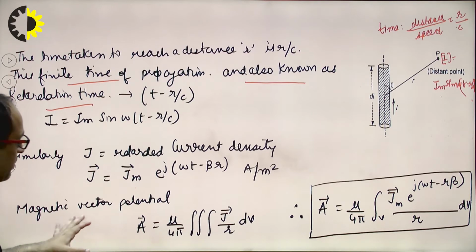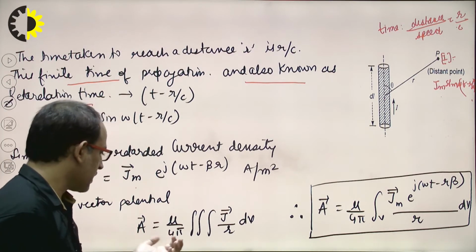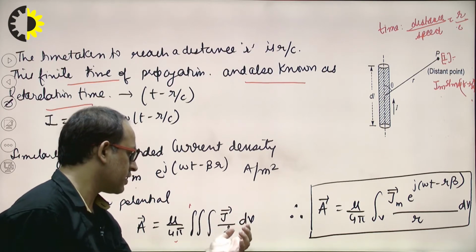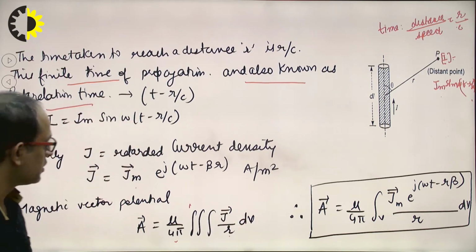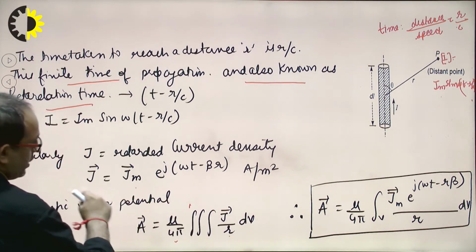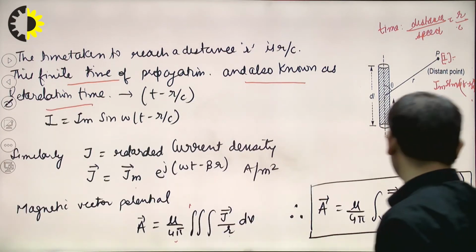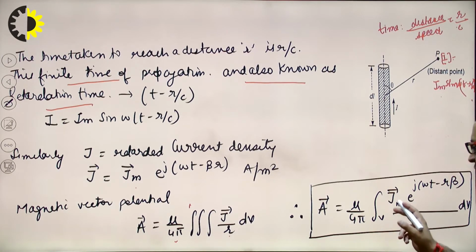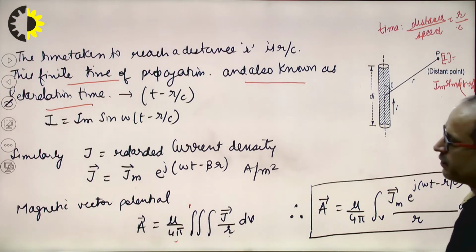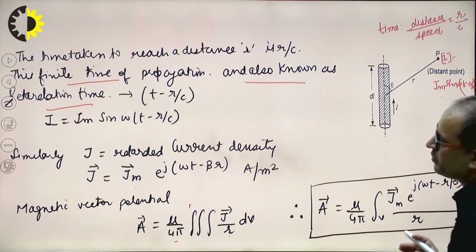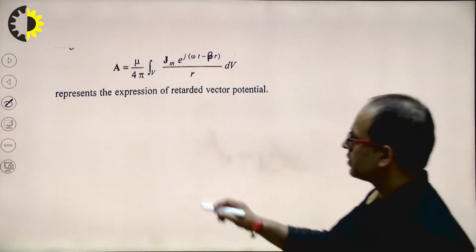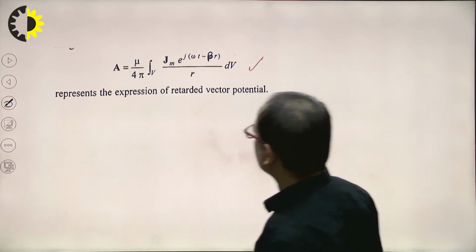And similarly for the magnetic vector potential, A vector equals mu upon 4 pi volume integral of J vector upon r, dv. Just putting the value of J vector at point P, you will get A vector equal to mu upon 4 pi integral of Jm e to the power j omega t minus beta r upon r into dv. So this is the retarded potential, clear. This is the retarded vector potential.